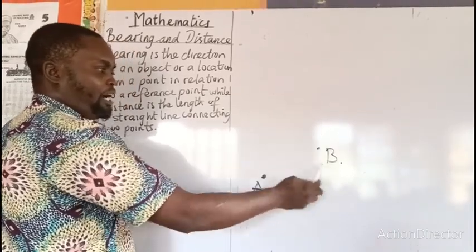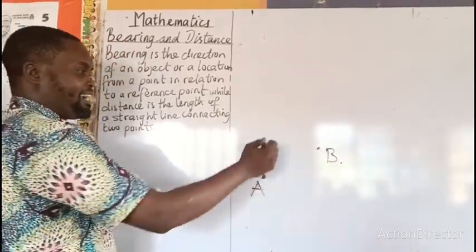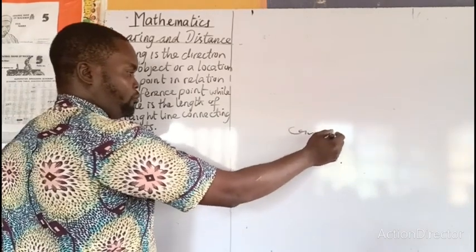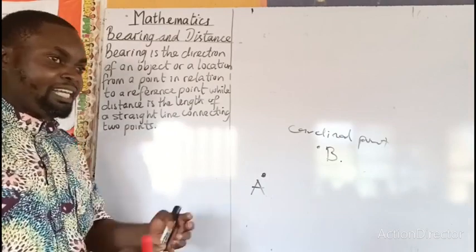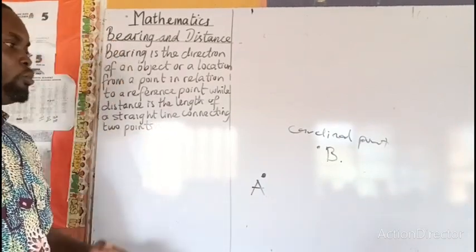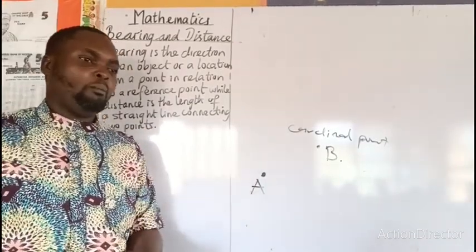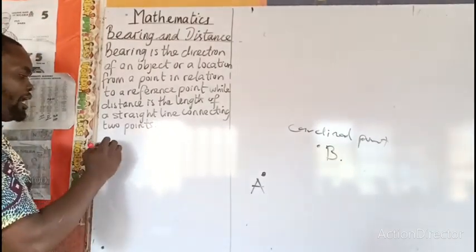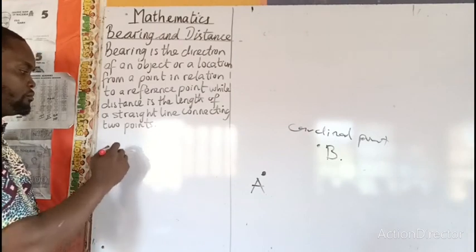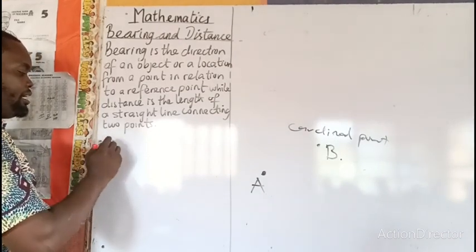And talking about up, down, left, right, we make use of what we call cardinal points. So in finding the bearing or direction of an object, we make use of cardinal points. Now we have different cardinal points. We have the 4 cardinal points.